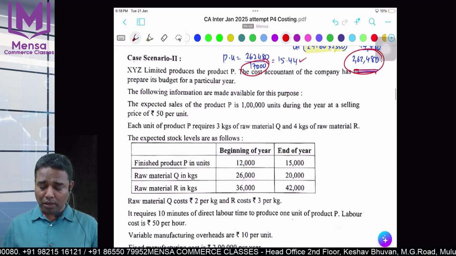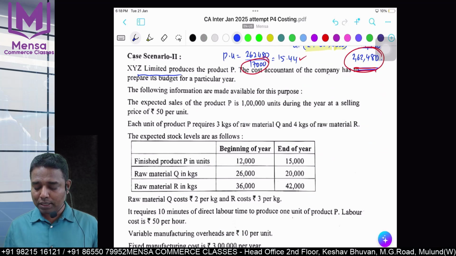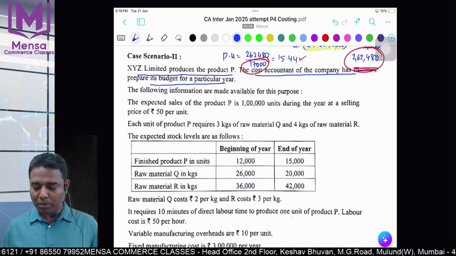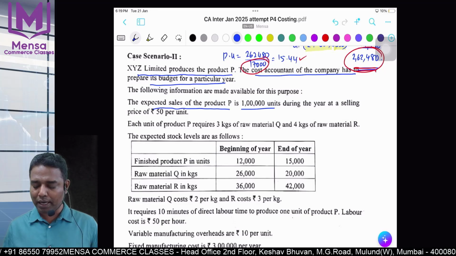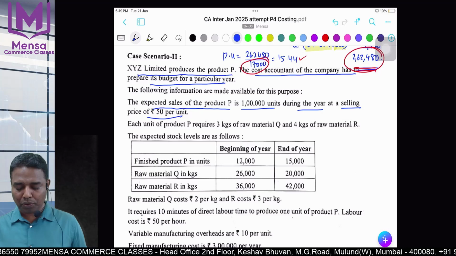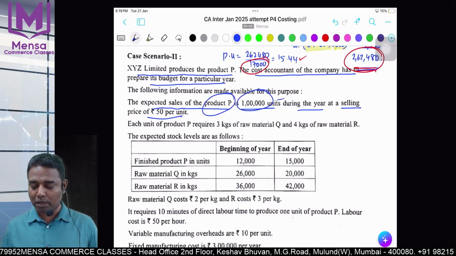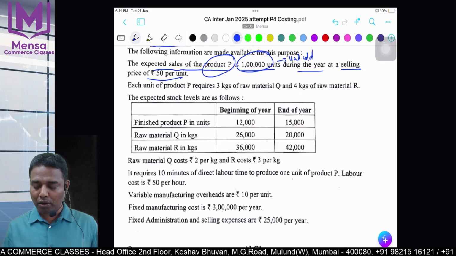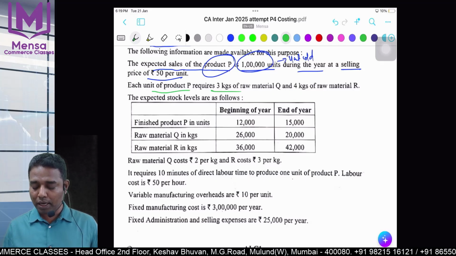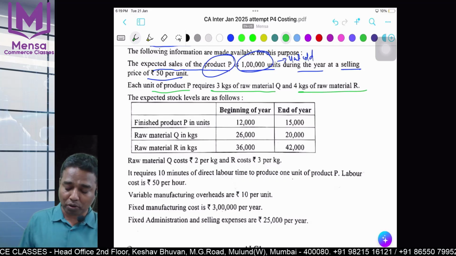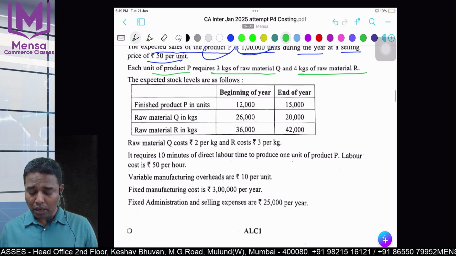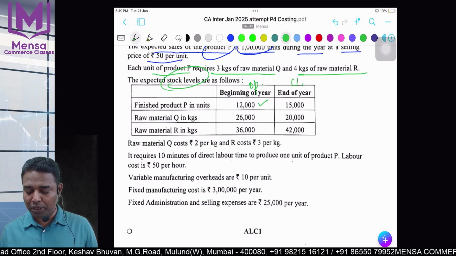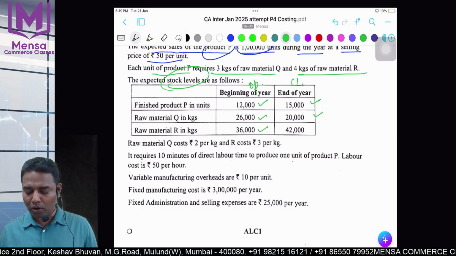I hope it clears. The last one: XYZ produces product P. The cost accountant of the company prepares a budget. What does the budget say? Expected sales of P is 1 lakh units during the year and the selling price is 50. So the product name is P, and 1 lakh units are expected to be sold. For each unit of P, you require 3 kgs of raw material Q and 4 kgs of raw material R. And they are giving stock details: opening stock and closing stock of finished product, raw material Q and raw material R.